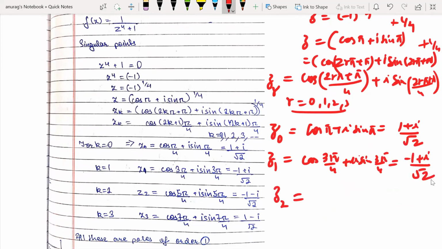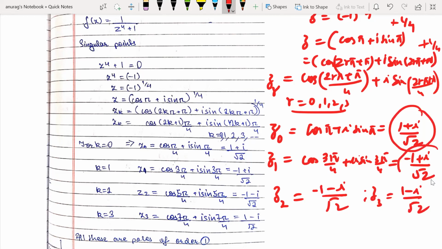Similarly, Z2 means third, that will be minus 1 minus i by root 2, and Z3 you are getting 1 minus i by root 2. And we can see it's a complex conjugate also, 1 minus i and its complex conjugate minus 1 minus i. So there are four roots, Z0, Z1, Z2, Z3. You will get four roots obviously because the power is 4 here.